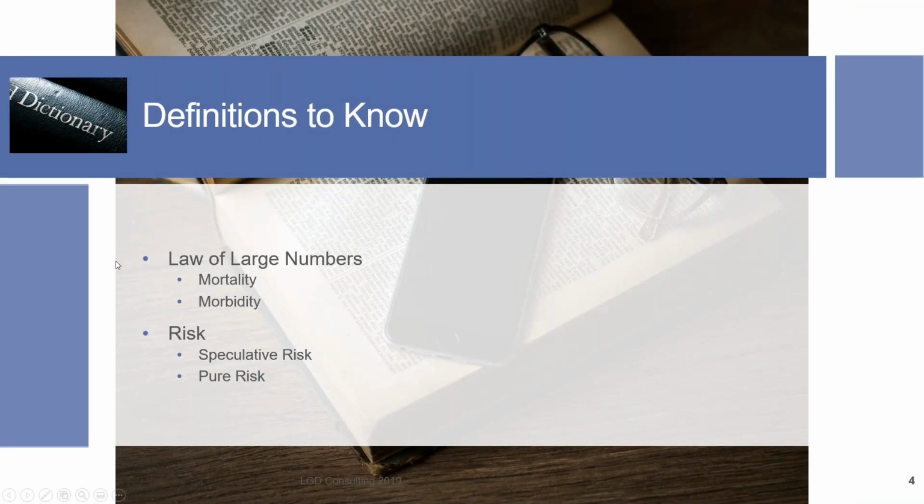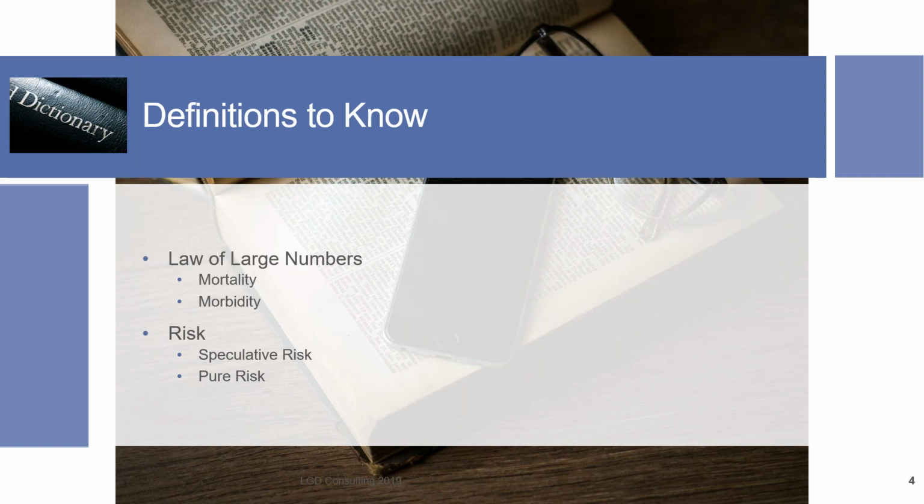Law of large numbers. You're going to get this quite a bit. The larger the number of similar risks that are combined into a group, the more predictable will be an insurance company's future expected losses. Okay, more predictable will be the future expected losses, not actual losses.